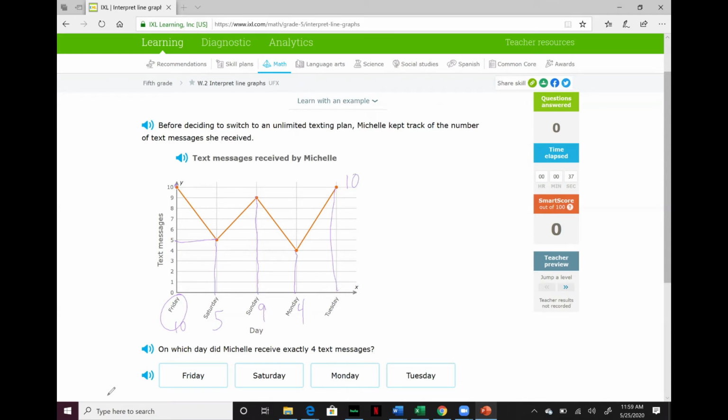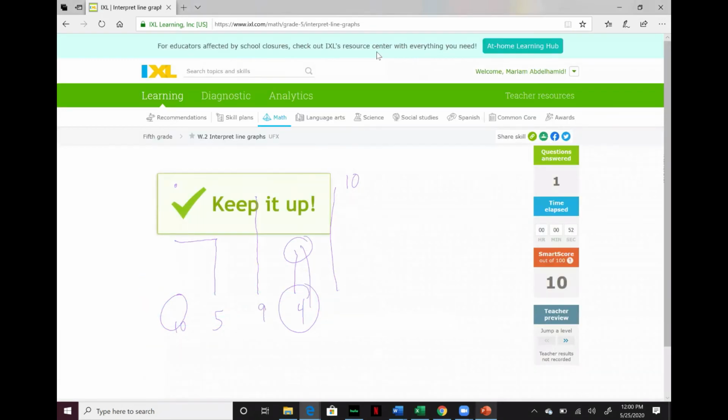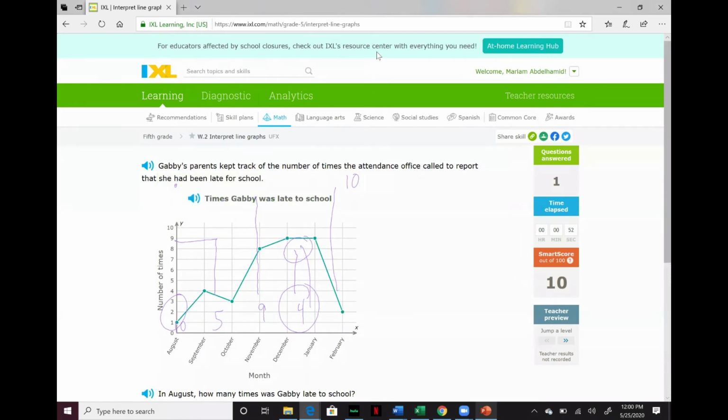So the question says, on which day did Michelle receive exactly 4 text messages? Again, the only time when she received exactly 4 was Monday. So we select Monday, press submit, and then keep it moving.